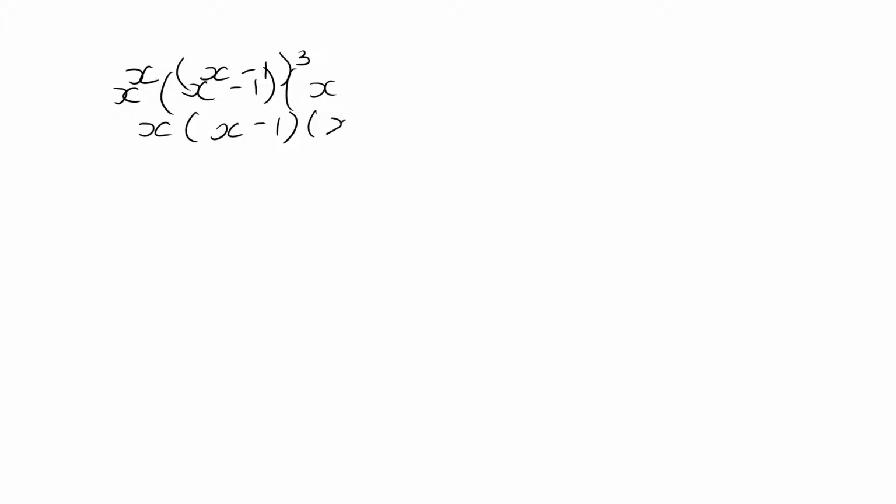Okay, so we've got (x - 1)³, which is (x - 1)(x - 1)(x - 1). So we were always taught to do the last two brackets first. And whenever there's no symbol in between two brackets, it just means times. So you're just timesing the two brackets together.